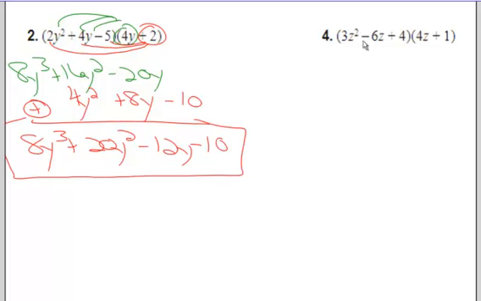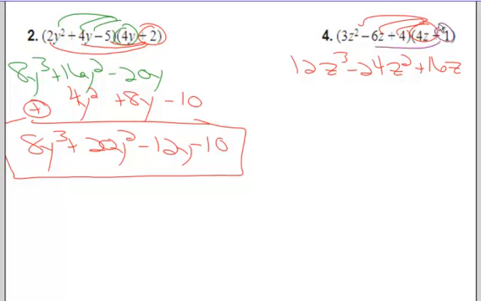And the last one we have here, 4z, taking that one through. So I have 12z cubed. I have minus 24z squared and plus 16z. Oh, this one might be tight on the space. You'll be alright though. 1 times this whole thing.